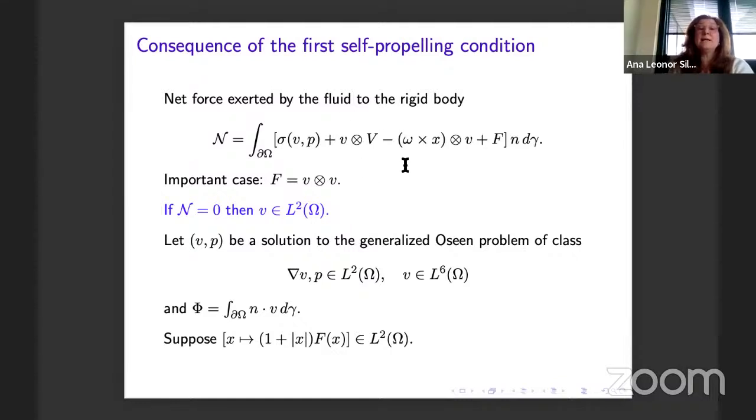But here, the first self-propelling condition, which we can write more or less in this form, if we want to compare with the Navier-Stokes equations, if this self-propelling condition, we can call it like this, is satisfied, so this term is equal to 0, then the velocity is going to be in L2.